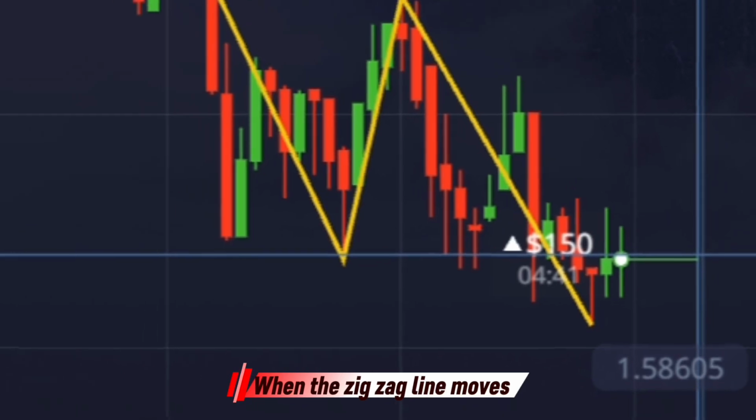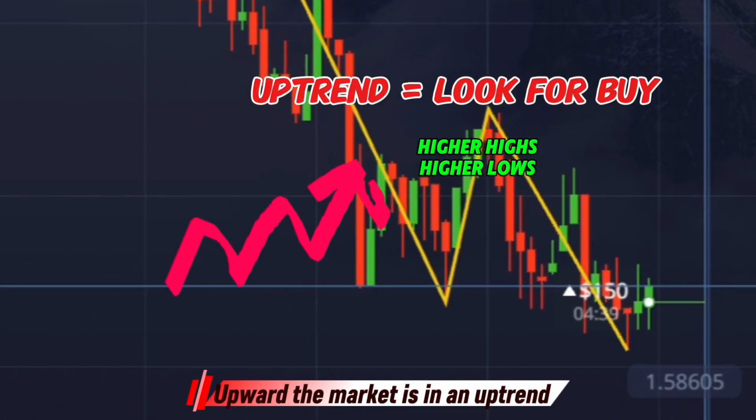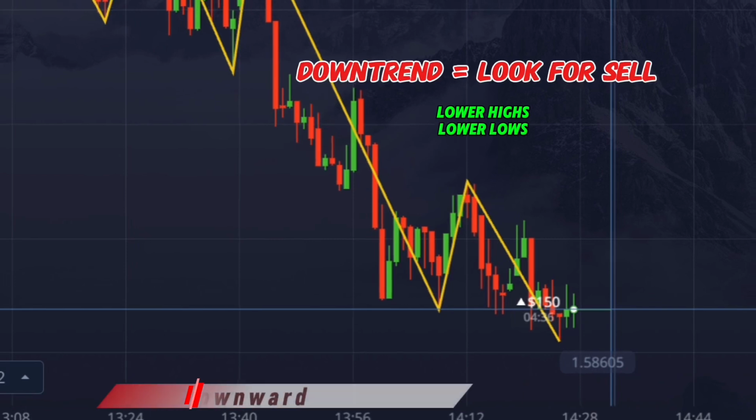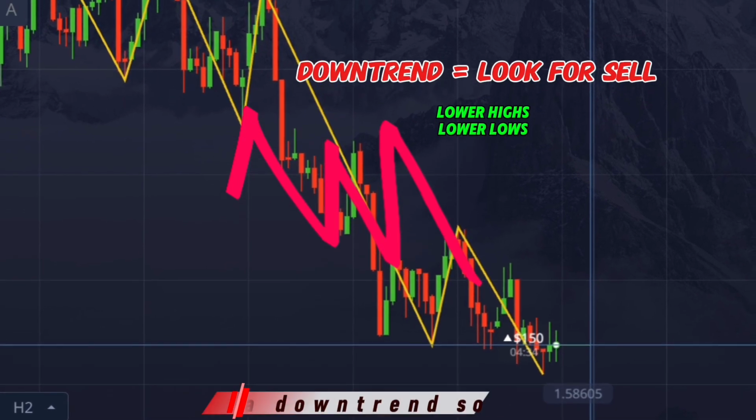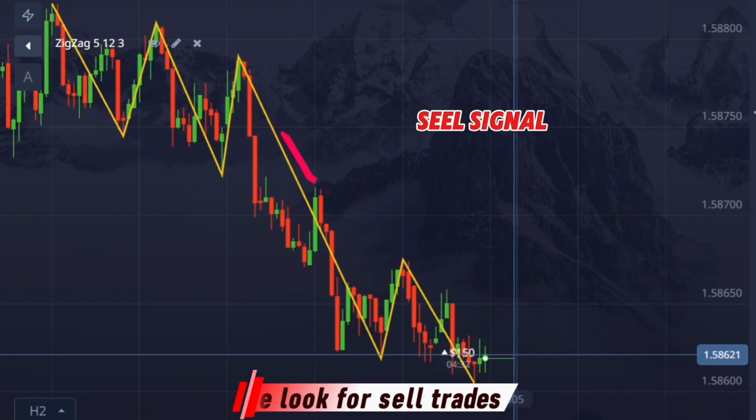When the zigzag line moves upward, the market is in an uptrend, so we look for buy trades. When the zigzag line moves downward, the market is in a downtrend, so we look for sell trades.